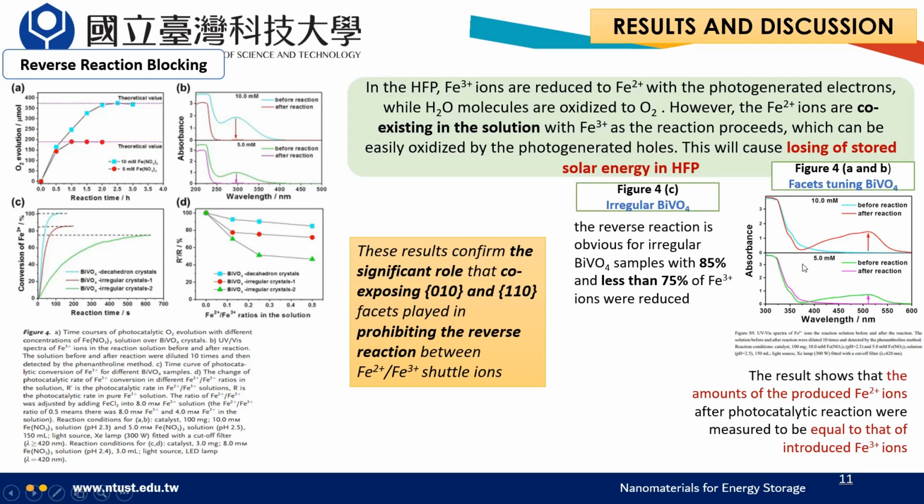But by seeing the time course of photocatalytic water oxidation using bismuth vanadate crystals, we found that the amount of photocatalytic oxygen evolution reached the theoretical value according to the added amount of Fe3+ ions, and almost 100% of Fe3+ ions were reduced to Fe2+. But this good result doesn't show as well in the irregular facets of bismuth vanadate. This graph suggests that the reverse reaction of Fe2+ ions is totally blocked due to the significant role of the co-exposing 010 and 110 facets in prohibiting the reverse reaction.